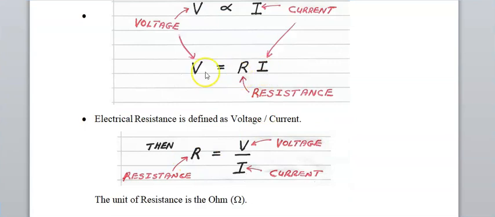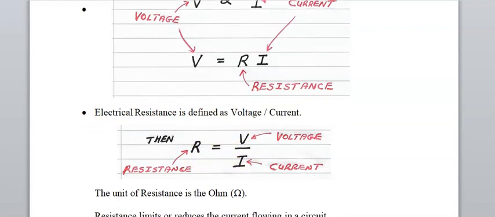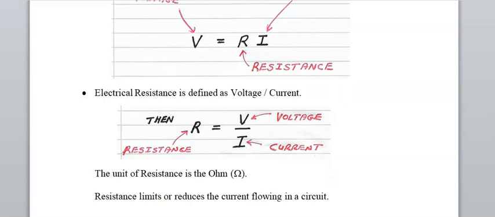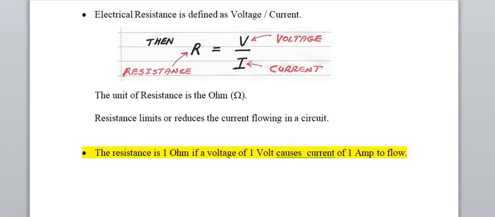And it clearly follows from this formula, voltage equals resistance by current, that resistance will equal voltage divided by current, and that's our definition of electrical resistance. Resistance equals voltage divided by current. The unit of resistance is the ohm. In the real world, resistance limits or reduces the current flowing in a circuit, but that isn't a definition. And the resistance of a resistor is 1 ohm if a voltage of 1 volt causes a current of 1 amp to flow through it.